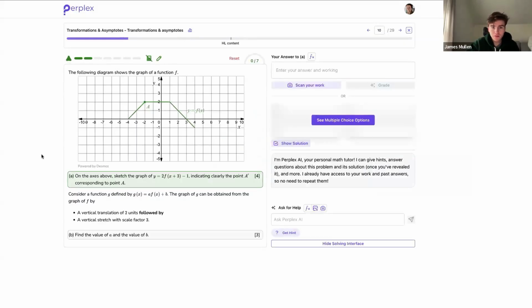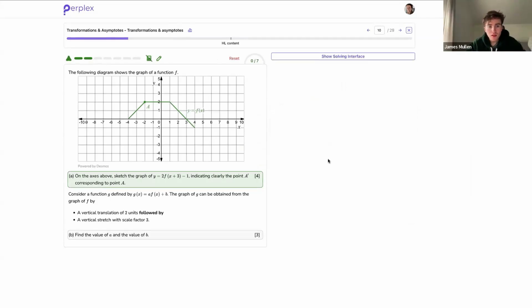Now, little IB question. I'm going to give you, let's say, 4 minutes to try this on your own, and then I will go over the solution with you. So I'm trying to graph y is equal to 2f of x plus 3 minus 1. And we want to clearly indicate what happens to the point A prime, which corresponds to point A. So the image of A under the translation.